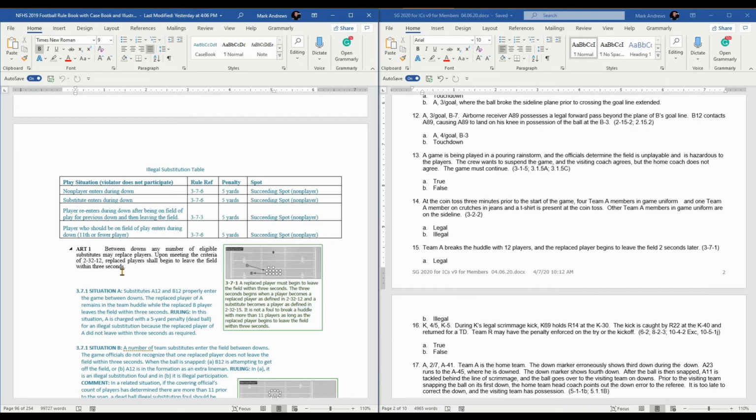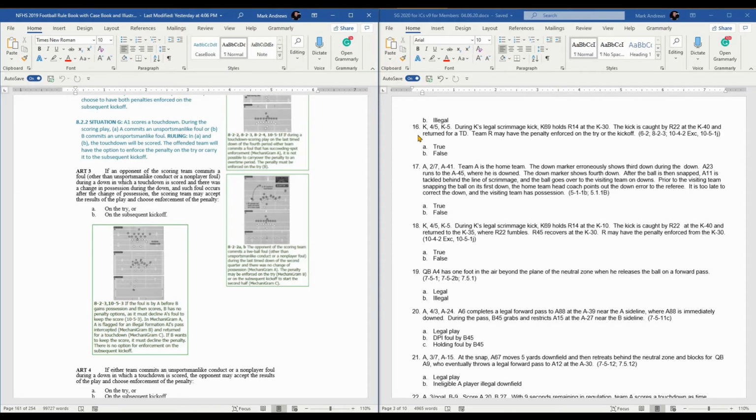Now, if they come to the line of scrimmage, if they come into formation with 12, yes, definitely throw the flag, kill the play before the snap, and enforce a 5-yard illegal substitution foul. Okay, so the answer to 15 is A, that is legal.